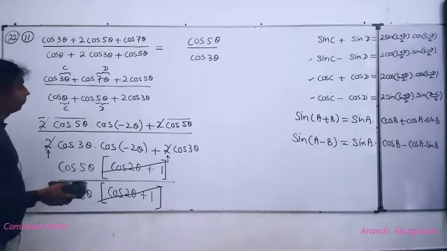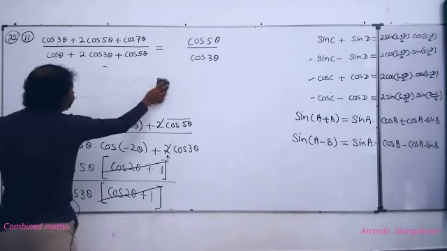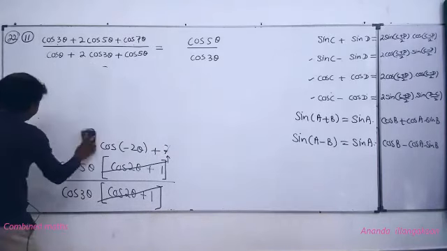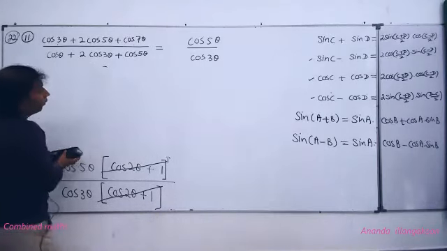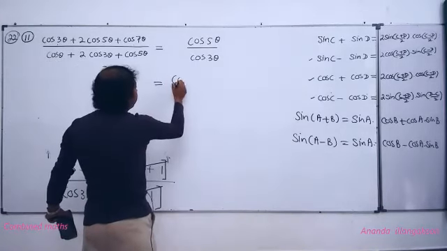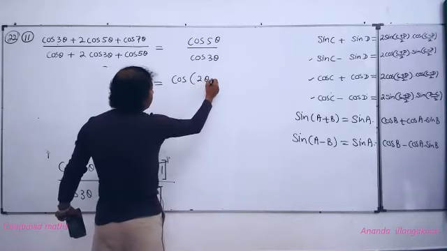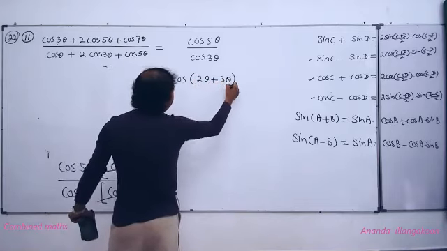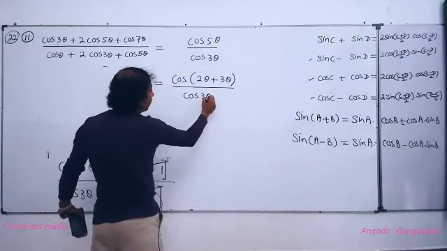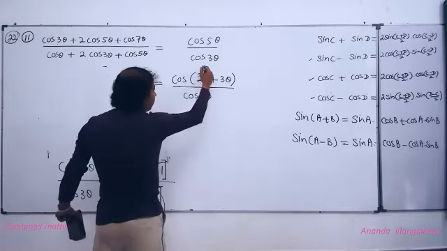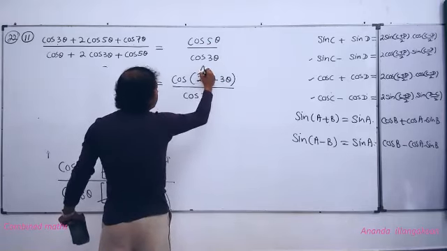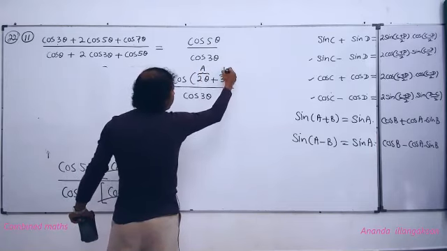Right. Now I am going to erase this all. Now here this 5 theta, I'm going to write like this: cos 2 theta plus 3 theta divided by cos 3 theta. Right. You can consider this 2 theta. 2 theta plus 3 theta means, people, 5 theta. This is A, this is B.